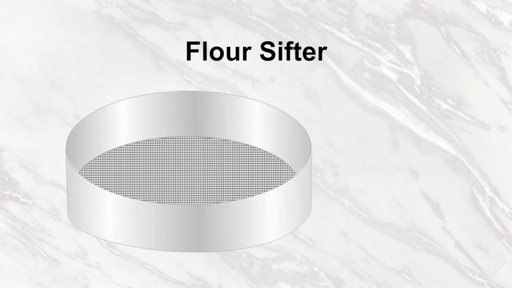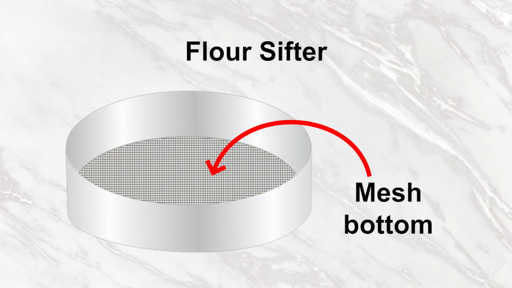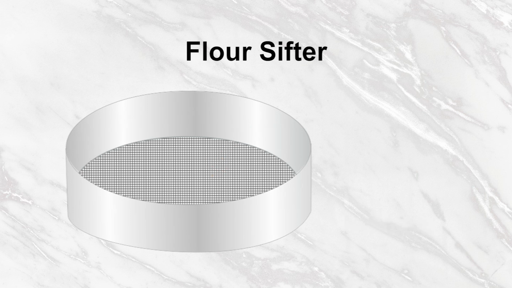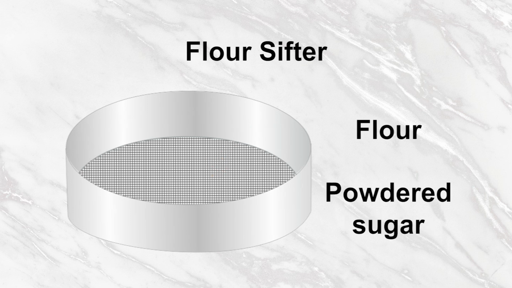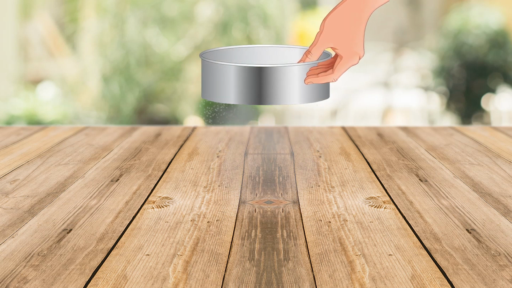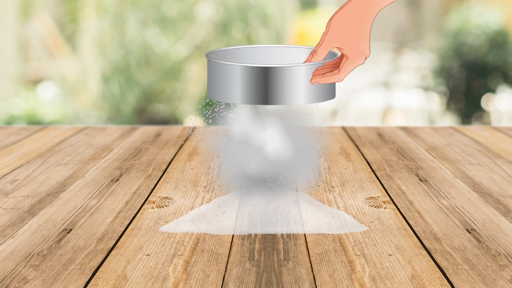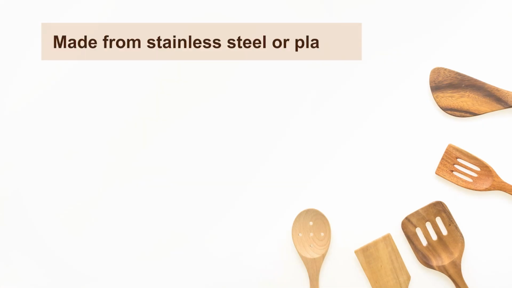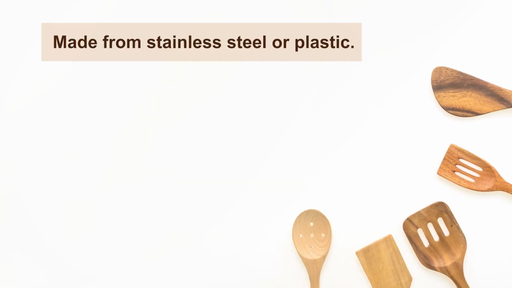Flour sifter. A flour sifter is a bakery tool with a mesh bottom used to sift dry ingredients such as flour or powdered sugar. The sifters are moved back and forth to push and pull the dry contents through the mesh sieve in the sifter. These are made from stainless steel or plastic.